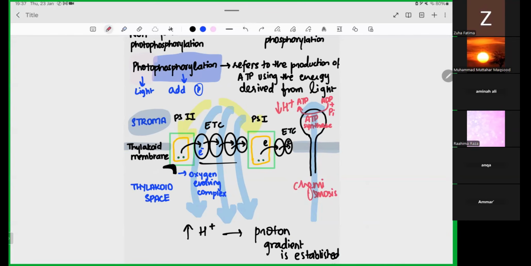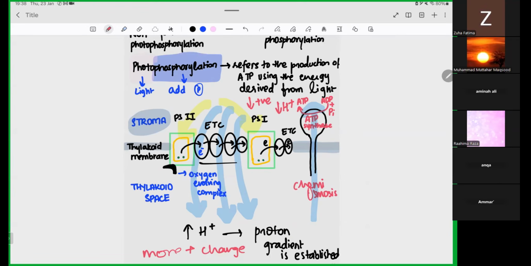Now, if the hydrogen ions are being actively pumped into the thylakoid space, the hydrogen ion concentration has increased within the thylakoid space, which means that we have more positive charge and a higher hydrogen ion concentration in the thylakoid space in comparison to the stroma. This means that an electrochemical gradient has been established. Why is it an electrochemical gradient? Because there is a lesser positive charge and a lesser concentration of protons in the stroma. So there is a difference in the electrochemical potential between the stroma and the thylakoid.